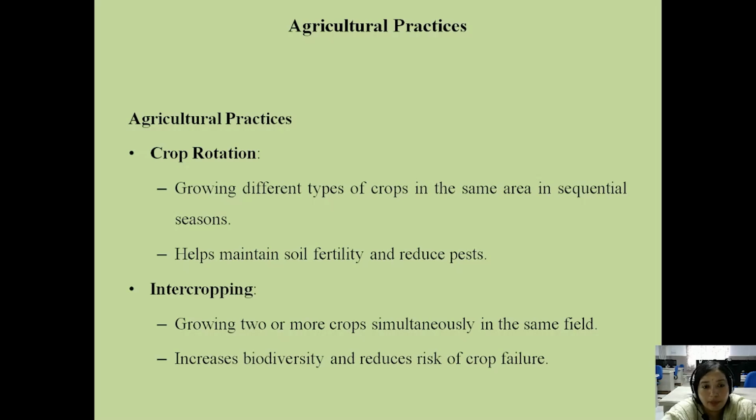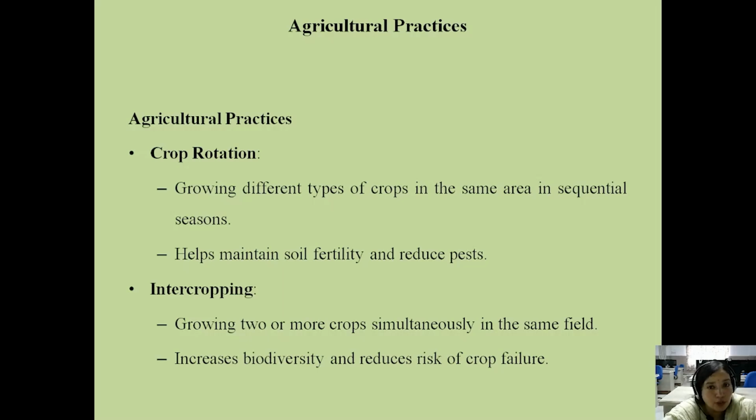Then intercropping is growing two or more crops simultaneously in the same field. It increases biodiversity and reduces risks of crop failure. That is intercropping and crop rotation.